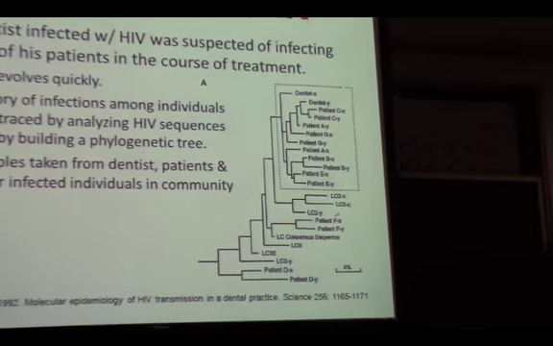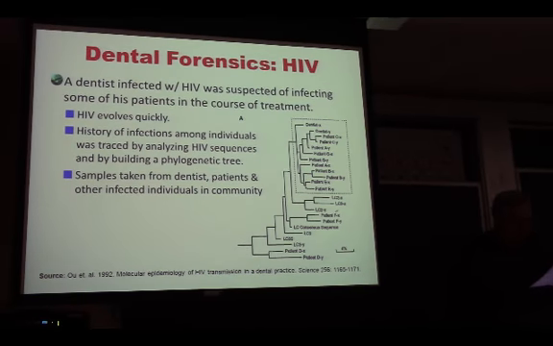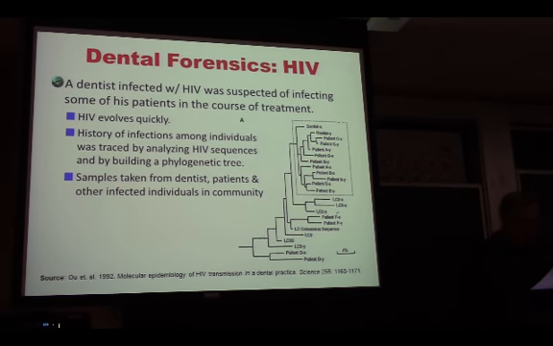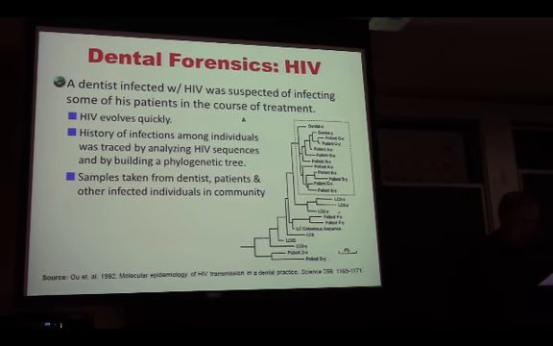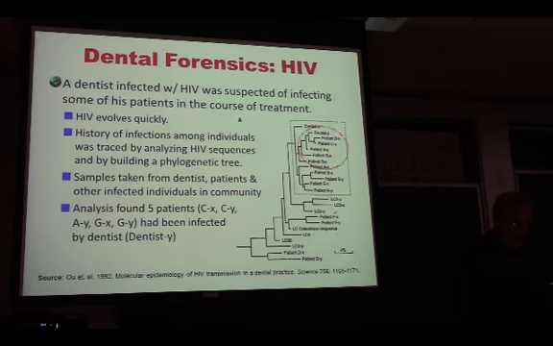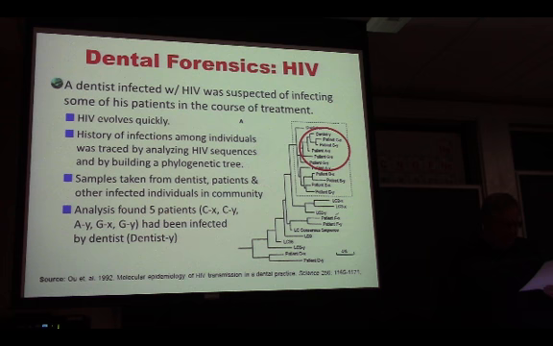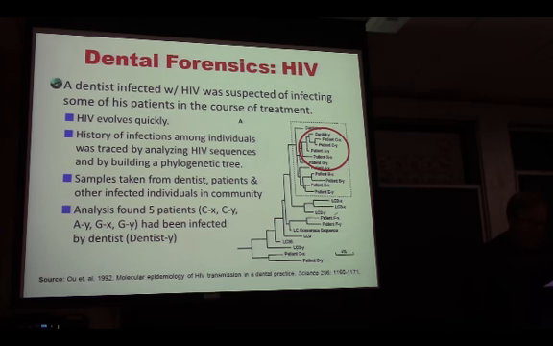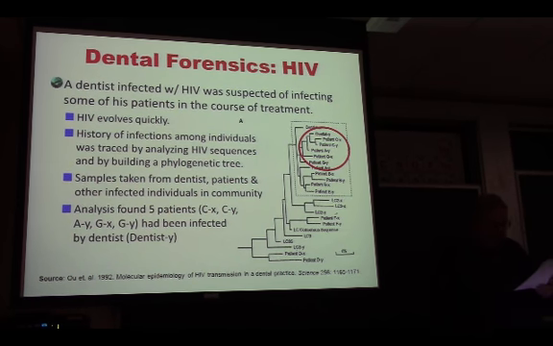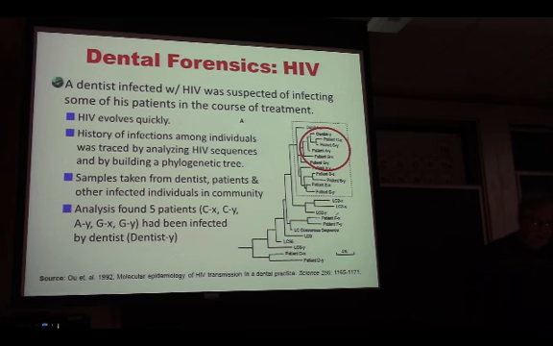Because HIV evolves quickly, it was possible to compare HIV sequences and construct a phylogenetic tree. In the end, 3 separate analyses, including phylogenetic methods, showed that 5 patients had become infected with HIV while receiving care from this dentist.